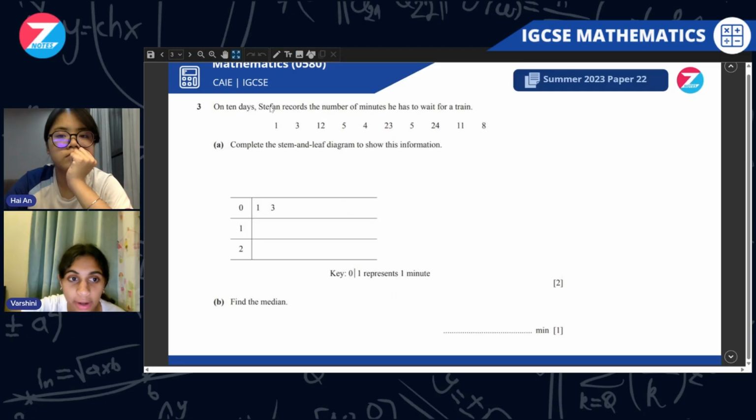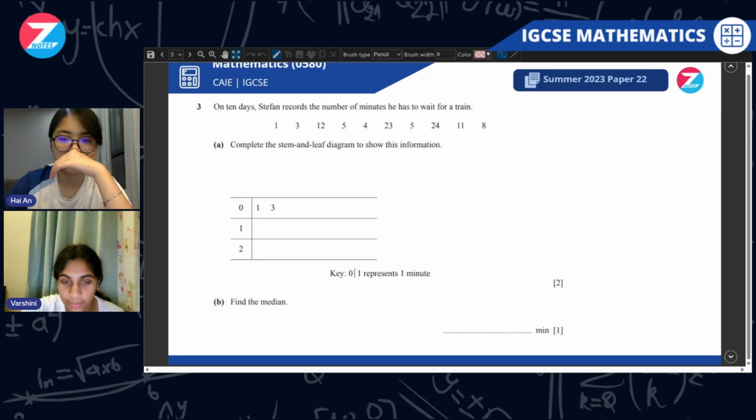Okay, on 10 days, Stefan records the number of minutes he has to wait for a train. So the minutes are 1, 3, 12, 5, 4, 23, 5, 24, 11, and 8. Complete the stem and leaf diagram to show this information. So this is the stem and leaf diagram over here.